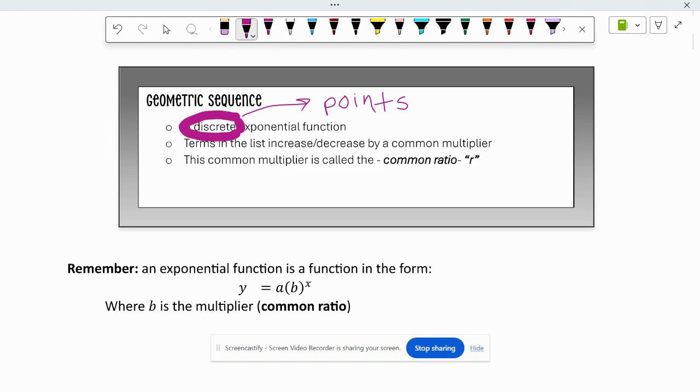The terms in the list increase or decrease by a common multiplier, not a common difference, but a multiplier. This common multiplier is called the common ratio, and we identify it by the variable r. Okay. Remember that an exponential function is in the form y equals a times b to the power of x, where b is the multiplier, also known as the common ratio. Okay. Do you guys understand that? Do you feel okay with that? Yes, we can move on. Okay.